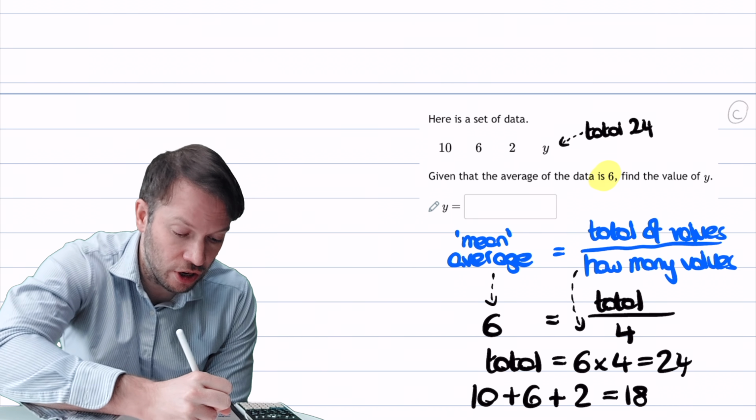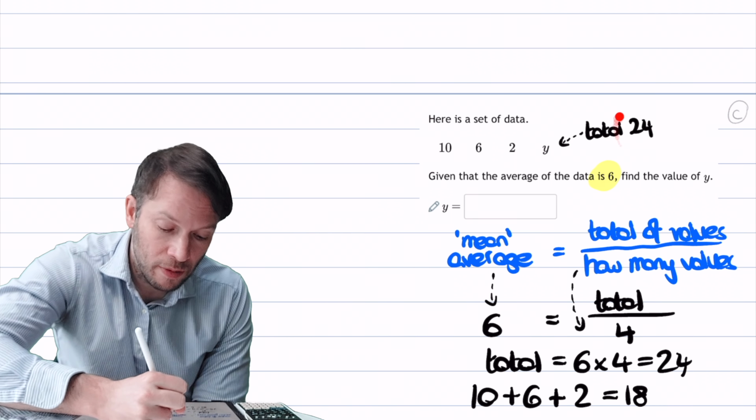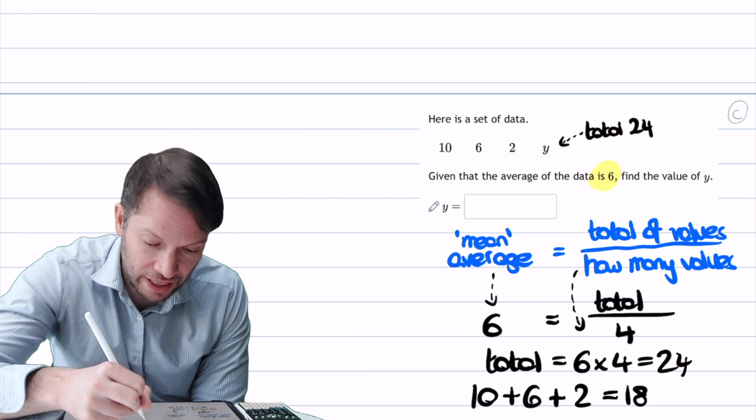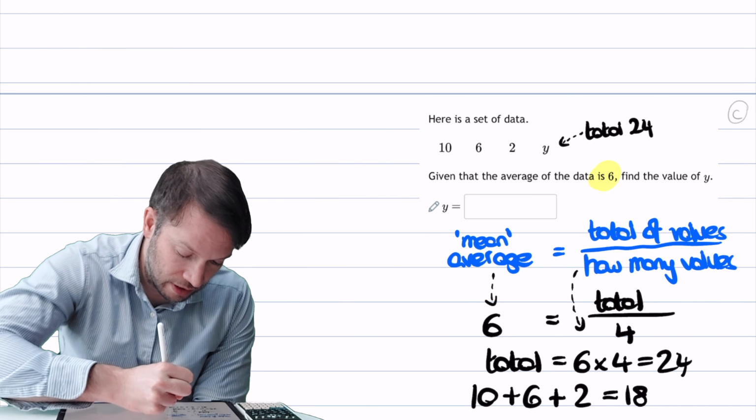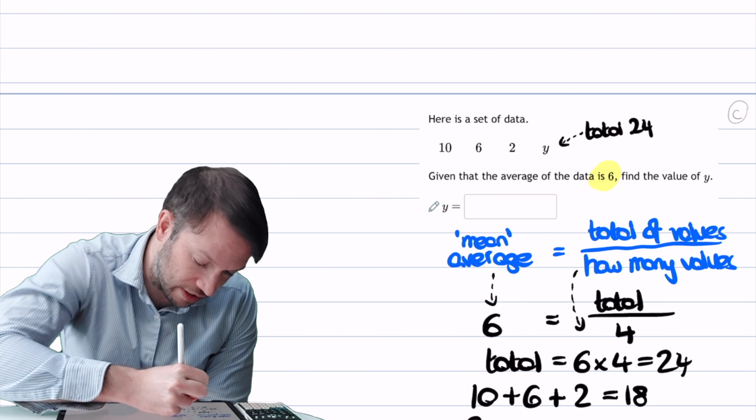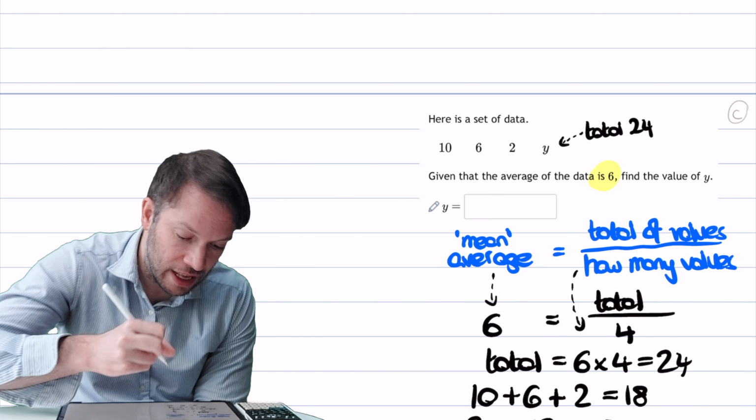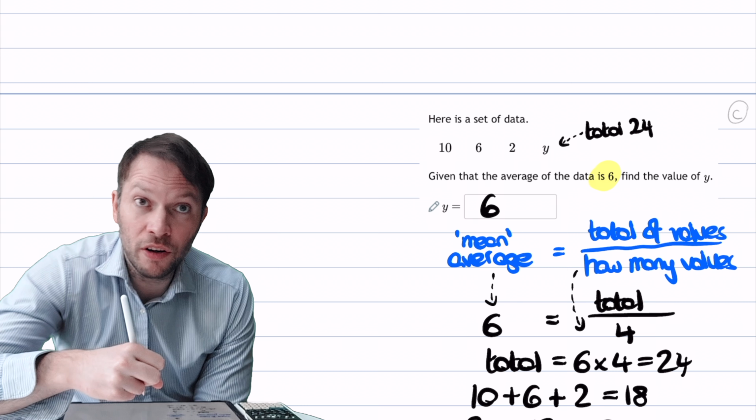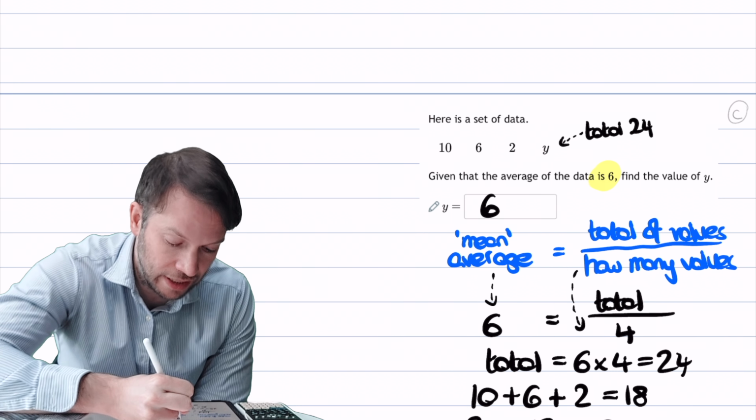Well, we can just do the total of all the numbers, 24, minus the total of these numbers, 18, and that will give us y. So 24 minus 18 gives you 6, and that must be the last final unknown value. The answer is 6.